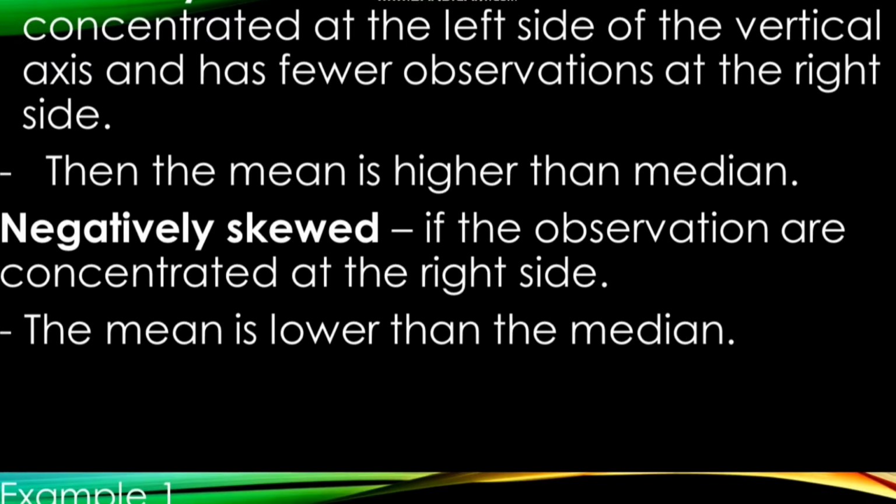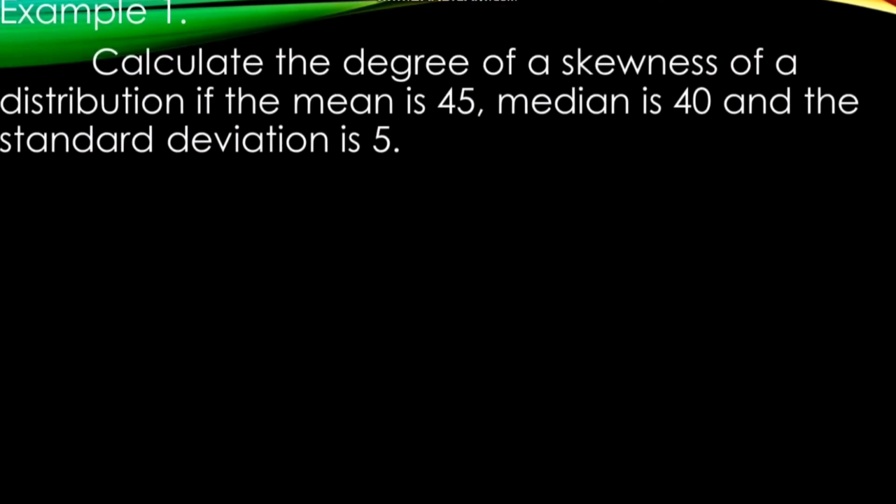For negatively skewed, the mean is lower than the median. Okay, remember that. Next, example number 1: calculate the degree of skewness of its distribution if the mean is 45, the median is 40, and the standard deviation is 5.